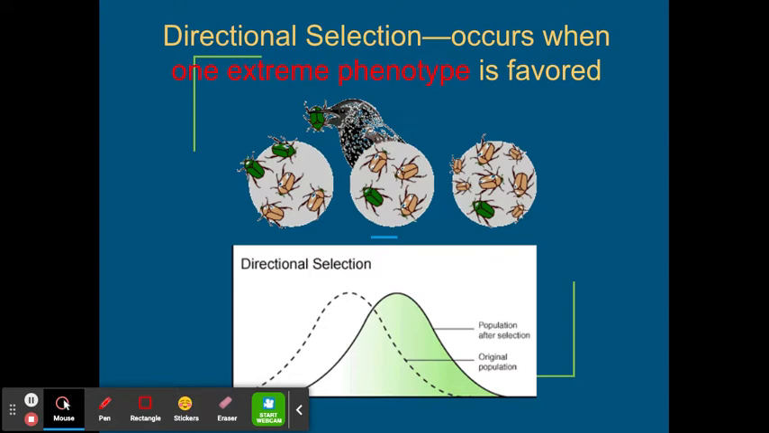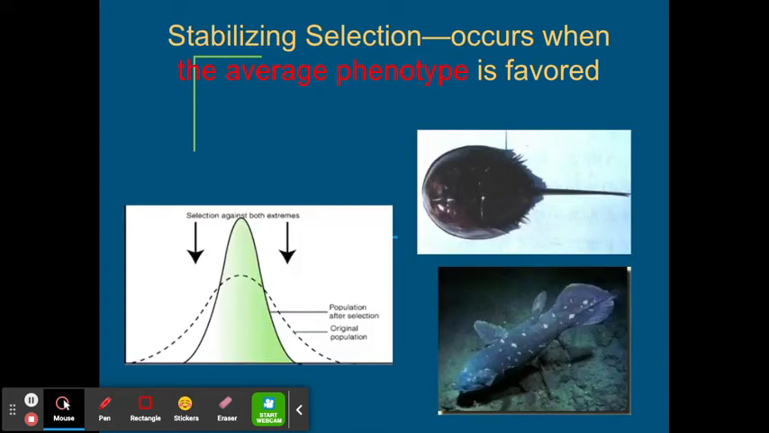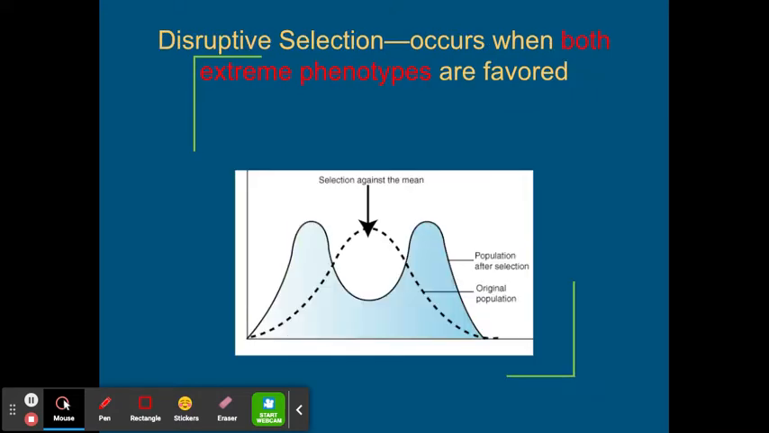All right, stabilizing selection occurs when the average phenotype is favored. So that's going to be when the intermediate, so you can see the original population is the dotted line. This is going to be when you're favoring the middle of it. So the majority of your population is going to look like that intermediate or the average phenotype.